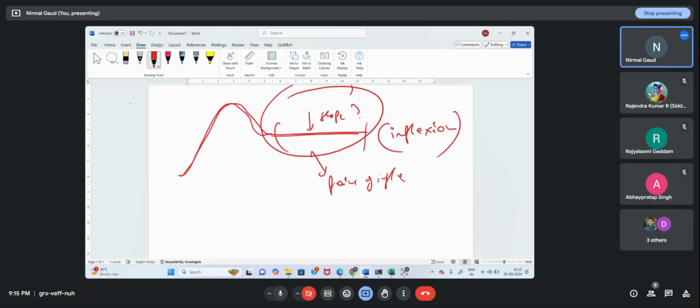Inflexion. Because you can see the slope is zero at these particular points. I'm unable to see the minimum or maximum, whatever it is. Point of inflexion.